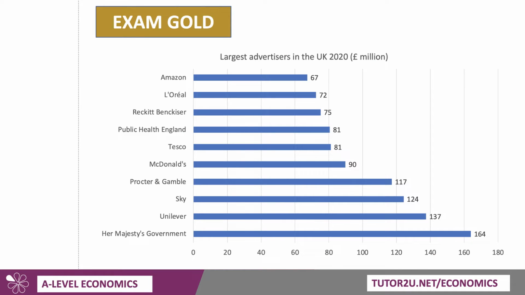If you look at the total advertising at the top end, these were the biggest advertisers in the UK in 2020. Of course, a year that was dominated by the pandemic. Her Majesty's government, not surprisingly, was the biggest advertiser with all the health warnings and campaigns in place at the time. But then look at the companies that lie a little bit just beneath the surface. Unilever, Sky, Procter & Gamble, McDonald's, Tesco, Reckitt Benckiser, L'Oreal. All of these businesses essentially operating in oligopolistic industries. And that's a little reminder of the key importance of advertising in those kind of market structures.